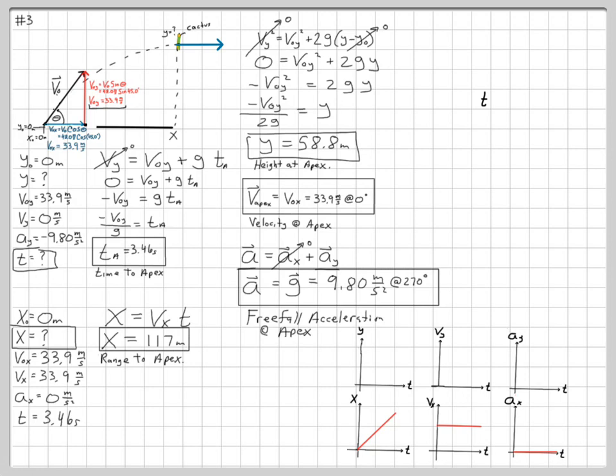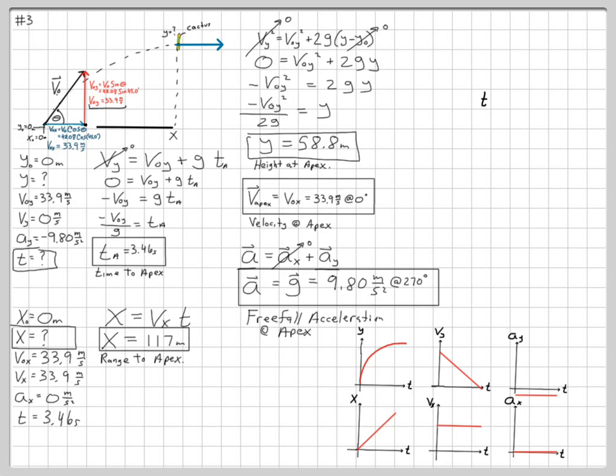And for vertical acceleration, there's the downward negative g. And then the velocities start very positive at 33.9 and then go down to zero again. So that's at the apex, it goes to zero. And then the position function should go up and become horizontal at the apex. And as far as I'm aware, that's the solution to problem number 3.